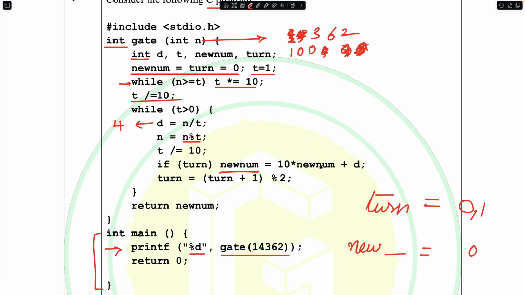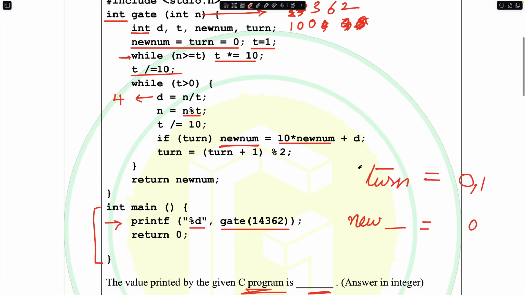New number is going to become what? New number 10 times 0 is basically 0 plus d, right? And what is d? D is 4, so new number becomes 4, right? So this is going to become 4, right? After that turn becomes what? Turn becomes 0. Why? Because 1 plus 1 is going to give us 2, 2 remainder function 2 is going to give us 0, so turn again becomes 0, right? Then the second iteration comes over here, right?